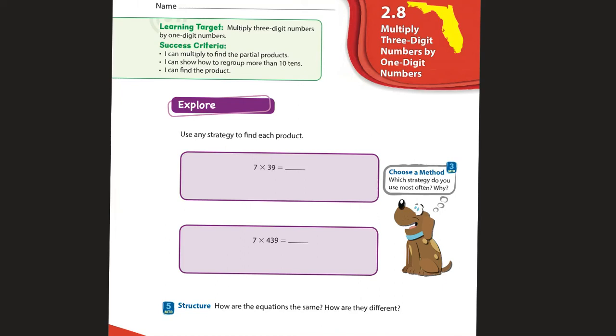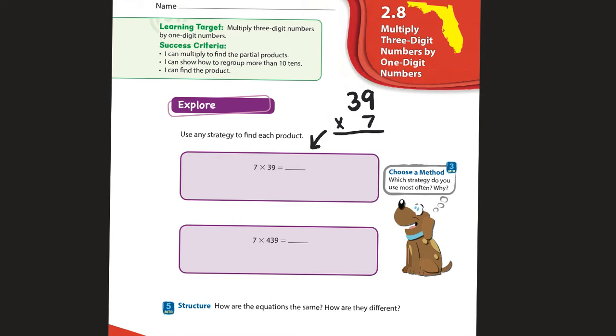For lesson 2.8, we'll be multiplying 3-digit numbers by 1-digit numbers. This is very similar to how we multiply 2-digit numbers by 1-digit numbers. Let's take a look. In today's lesson, they want us to compare a 2-digit and a 3-digit number multiplied by a 1-digit number.